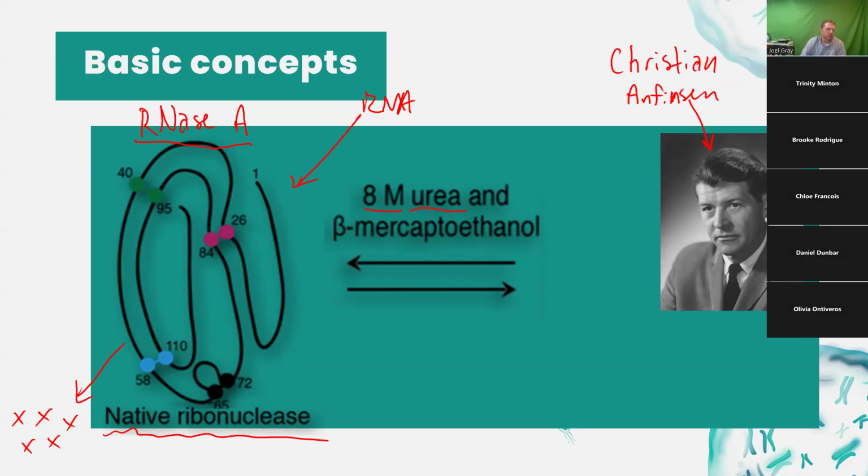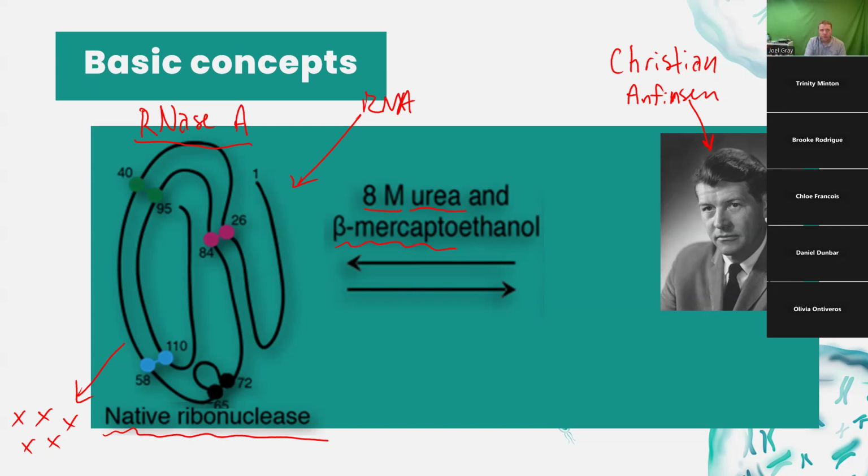8 molar. Perfect. So I'm going to get a solution and I'm going to make in my reaction vessel, I'm going to get 8 molar urea. Super high concentration. What does urea do? It's going to bust up all of these hydrogen bonds. So he says, I'm going to get 8 molar urea, and then I'm going to add some beta mercaptoethanol.